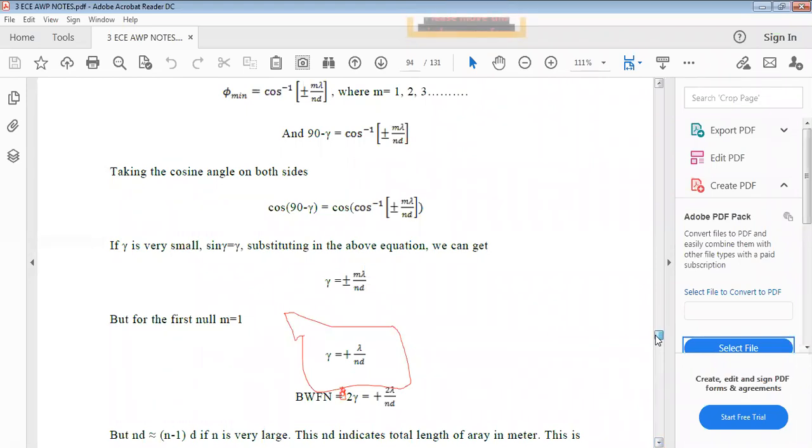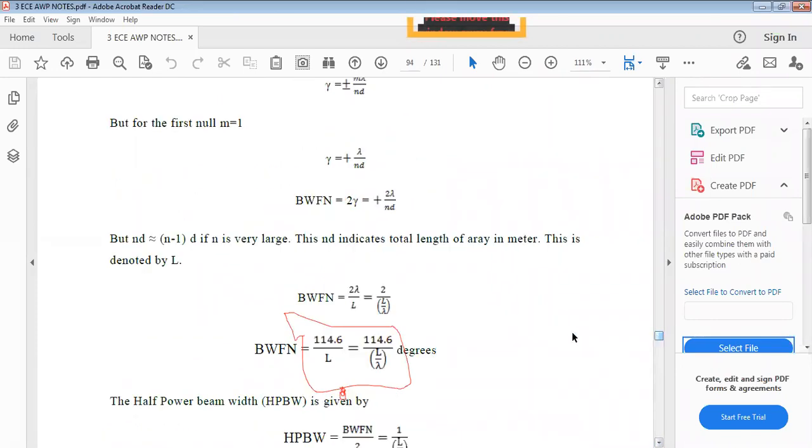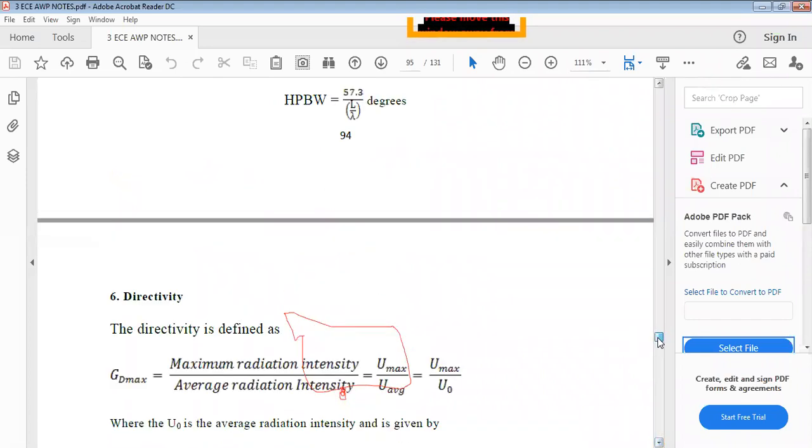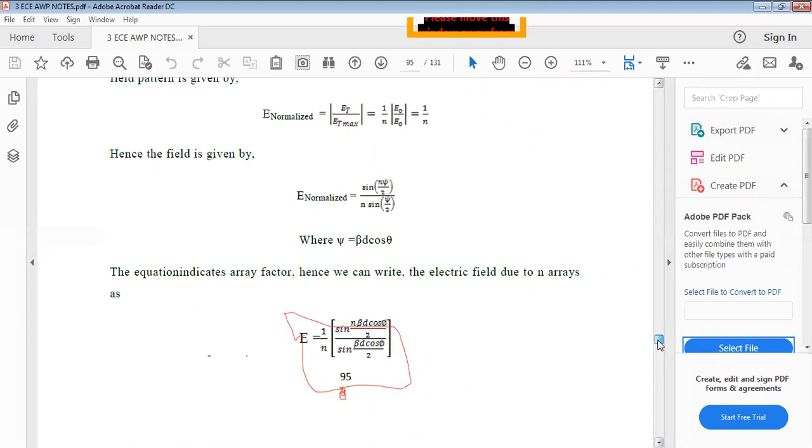So, no need for all these derivations because it is time consuming. This is also not required.